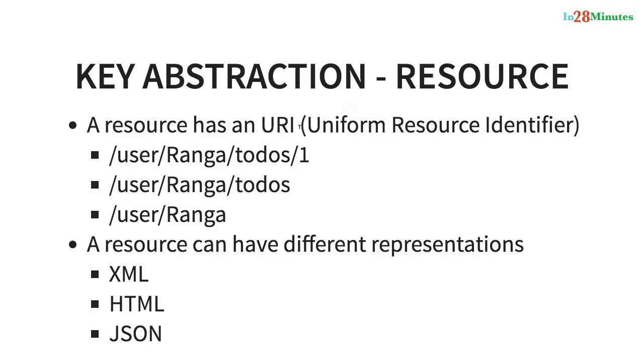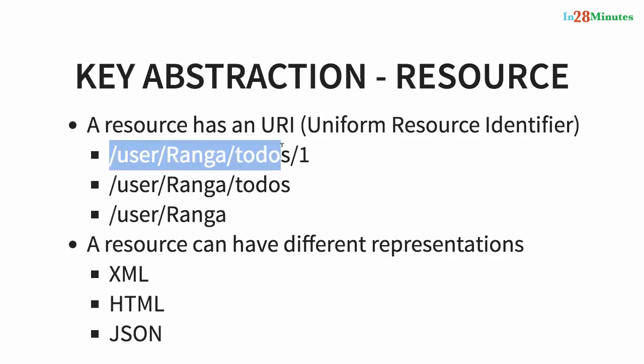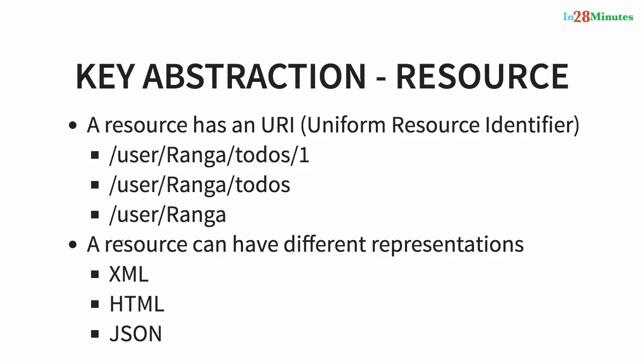What we do is assign a URI to the resource. For example, the URI to the resource Ranga is /user/Ranga. The URI to all the to-dos that Ranga has is /user/Ranga/todos. The URI to the first to-do that Ranga has is /user/Ranga/todos/1. So what we do is we assign a URI to each resource. REST does not worry about how you are representing your resource. Is it XML? Is it HTML? Is it JSON? That does not really matter.